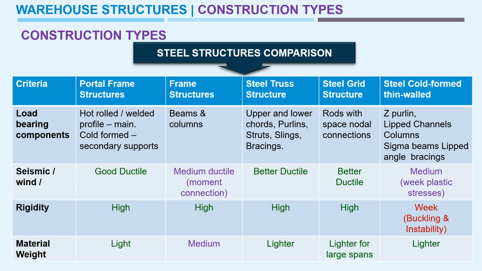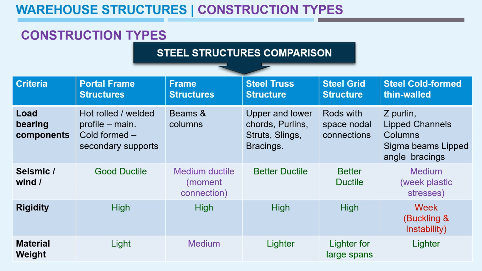So portal frame is good in ductility, so that it can hold more seismic or wind forces, and frame structures can be medium because a lot of moment connections are there for frame structures. So transferring the force may not be good, so it is called medium ductile.